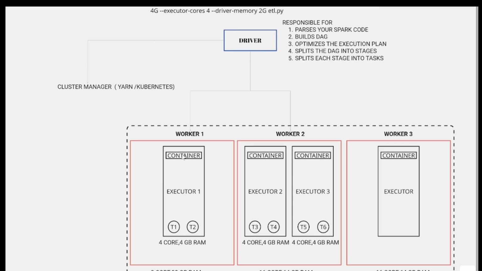Once the driver sends the tasks to the executors, they will process all the tasks. If you see here, this is executor 1, which is processing task 1 and task 2. Similarly, executor 2 and executor 3 are processing their own tasks, and these tasks are nothing but partitions of our data. And what is the maximum number of tasks that can be executed by this container? That is equal to 4. The number of tasks will always be equal to how many cores that container has. If it has 4 cores, then a maximum of 4 tasks can be executed in this single executor.